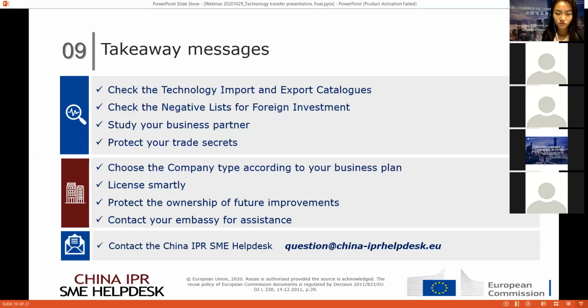Also, when choosing the company type, please take into consideration the negative list for foreign investment, because you may be required to change your company type afterwards. If you choose a wholly foreign-owned enterprise, you may be required to find a joint venture Chinese party within a certain limit of time. So you may not be in a very good position to license smartly to those companies that you already know, and with the proper rules to protect the ownership of future improvements.